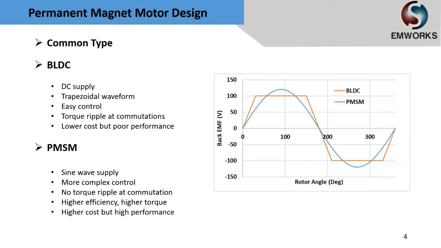PMSM needs a 3-phase sinusoidal waveform for its operation, which needs complex control system. The torque ripple due to the current commutation is eliminated in this machine, but that doesn't mean torque ripple is zero. It provides higher performance with the higher cost. As I mentioned before, the focus of this presentation is on BLDC motor operation. Since the structure of the 2 types of the machines is the same, some of the conclusions can be extended for PMSM motor.